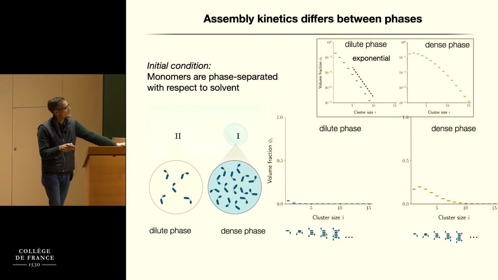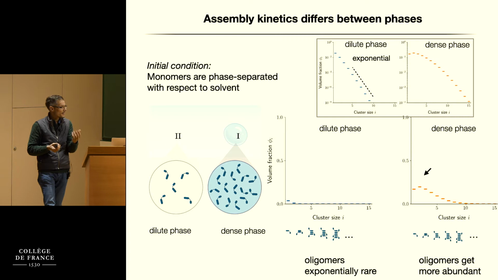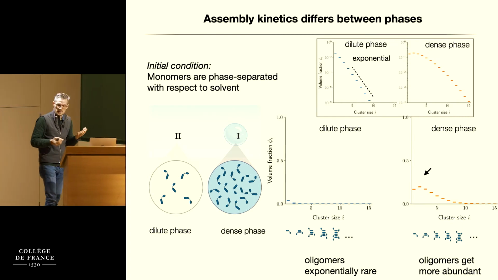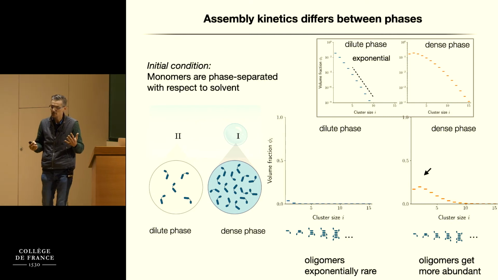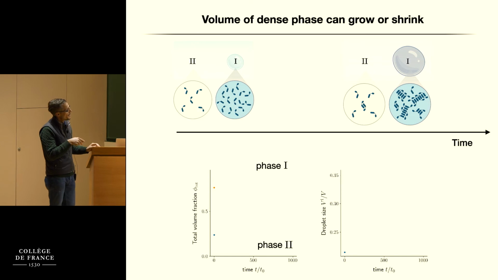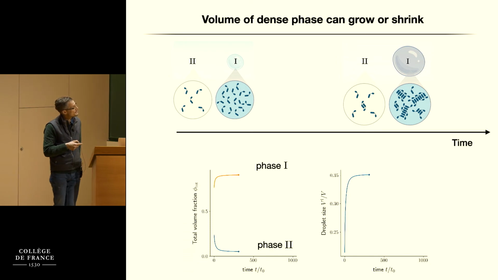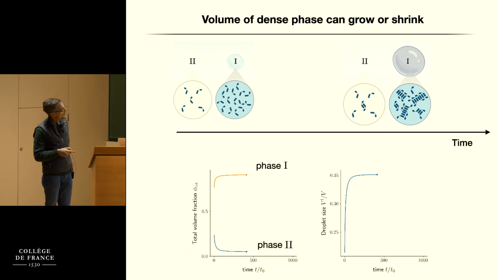Yeah? At some oligomer that is not the monomer. So oligomers are experimentally rare, while oligomers get more abundant. So it's no more the monomer that is the most likely species in my problem. That's, of course, because it's not dilute. You can now look at the same system again and monitor the total volume fraction inside the phase.